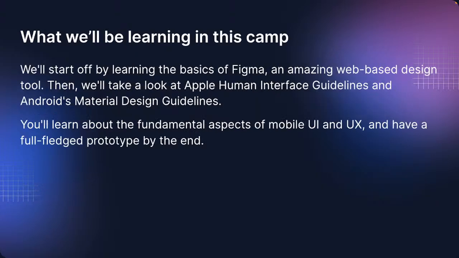So what will we be doing in this camp? We'll be designing interfaces for mobile with Figma. We're going to start off by learning the basics of Figma, which is an amazing web-based design tool. Then we'll jump straight into learning about UI UX, along with the Apple Human Interface Guidelines, as well as Android Material Design guidelines. And you'll learn about the fundamental aspects of mobile UI and UX, and have a full-fledged prototype by the end of the camp. The goal is to get this done within the hour, and if we can, that's great.